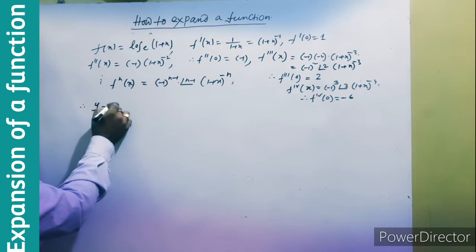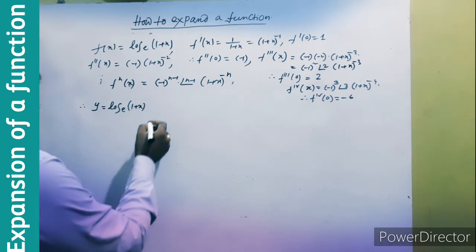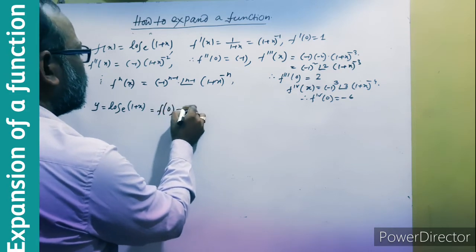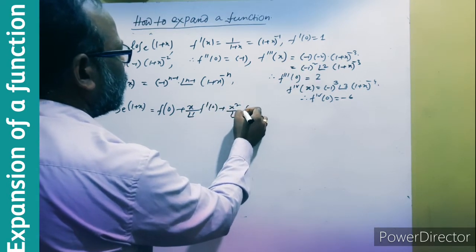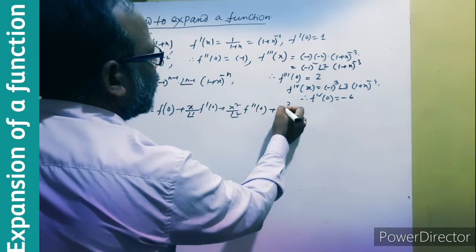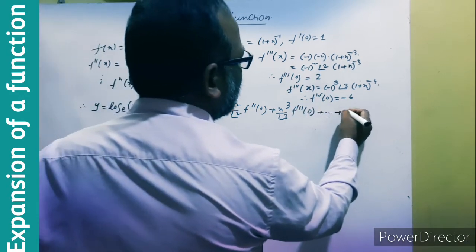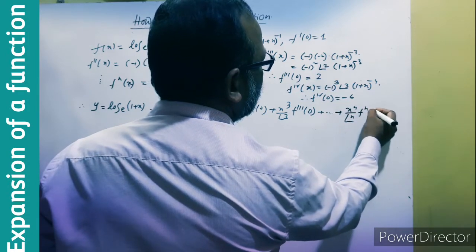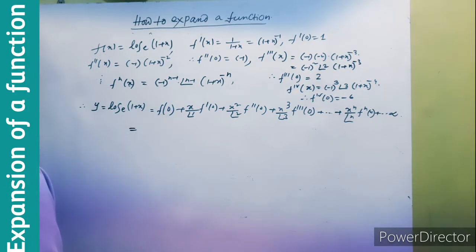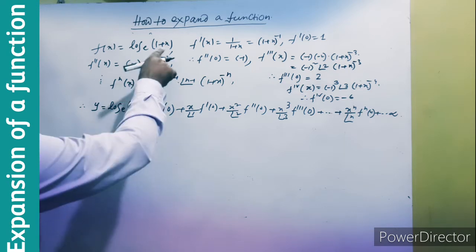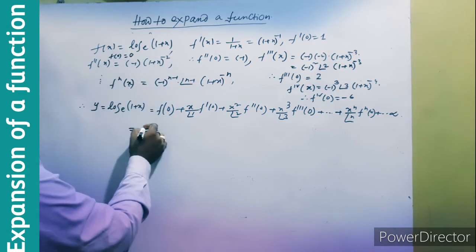So therefore y is equal to logarithm x, to the base e here, and that is equal to f(0) plus x by factorial 1 f dash 0, plus x square by factorial 2 f double dash 0, plus x cube by factorial 3 f triple dash 0, dot dot, x to the power n by factorial n, nth order derivative at 0, dot dot to infinity. And for that f(0), if we find f(0), we get only 0. So log of 1 is 0 actually, so this is 0.